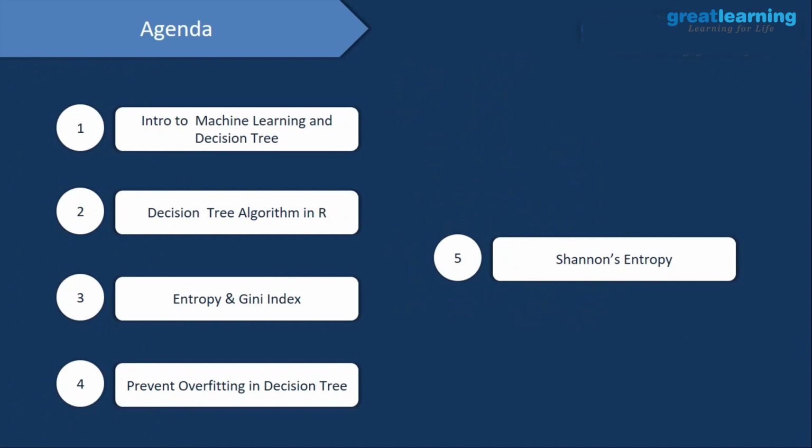Now, let's have a quick glance at the agenda. So we'll start off by understanding what exactly is machine learning and what is the decision tree algorithm in machine learning. Then we'll go ahead and implement the decision tree algorithm with the R programming language. After that, we'll understand the concepts of entropy and Gini index. Going ahead, we'll understand what exactly is overfitting and how can we prevent overfitting in decision tree. And finally, we'll understand Shannon's entropy. So let's start off with the session.